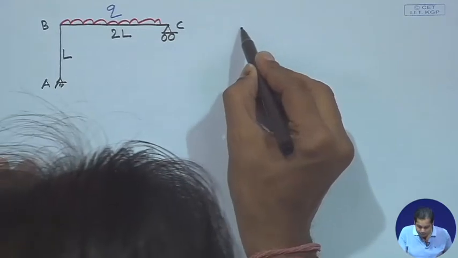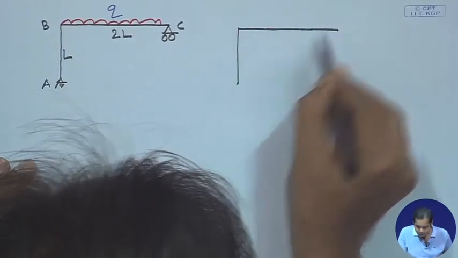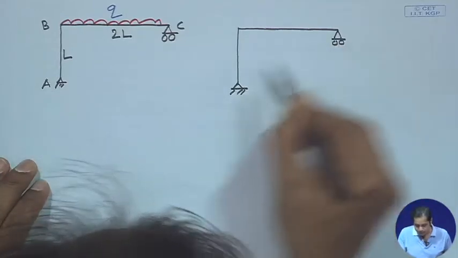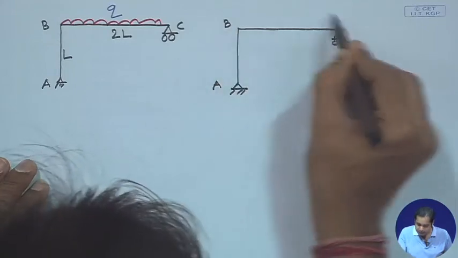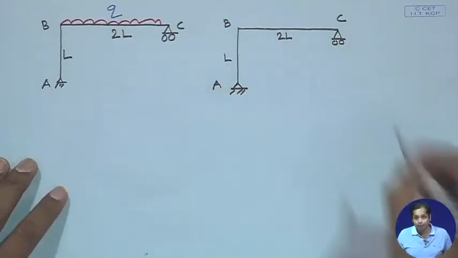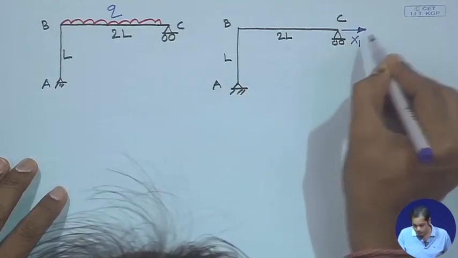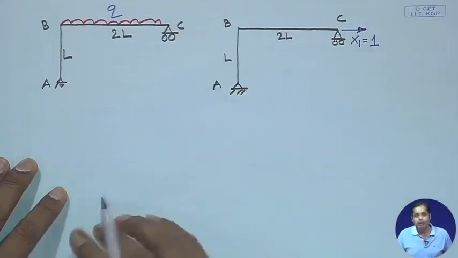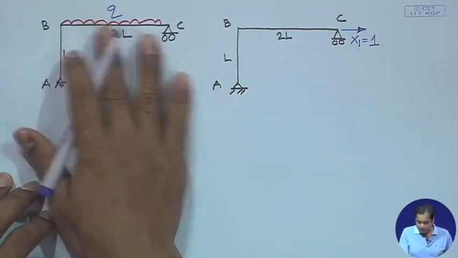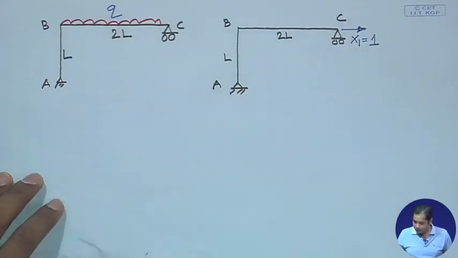Similarly, we have the primary structure subjected to the redundant force. So, this is again a roller, the hinge, this is roller, A, B, C, this is L, this is 2L, and the redundant force is X1, for which we have to apply the unit load here. So, this is the primary structure subjected to external load, and the primary structure subjected to the unit load. Now, we need to analyze it.